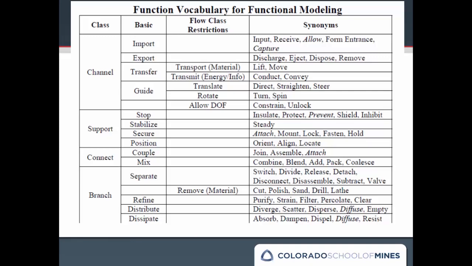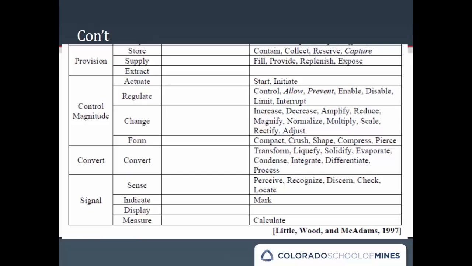So here you see the case where we have classes of channels, channeling information, supporting, connecting, branching. This next slide here: provisioning, controlling magnitudes, converting from one form to another, and coming up with some kind of signal. And as I move from left to right in each of these cases, I get a little bit more detail as far as what is the function that I'm actually doing.